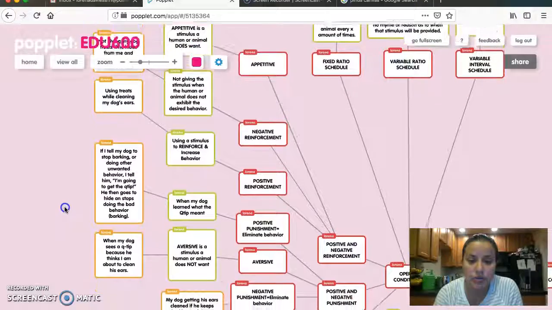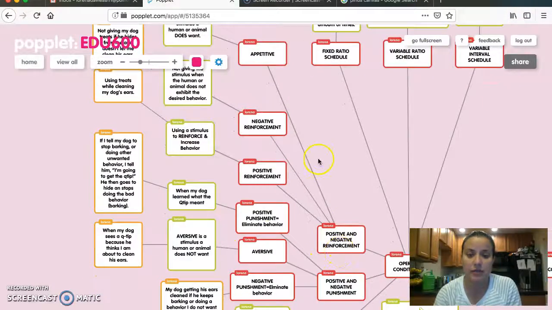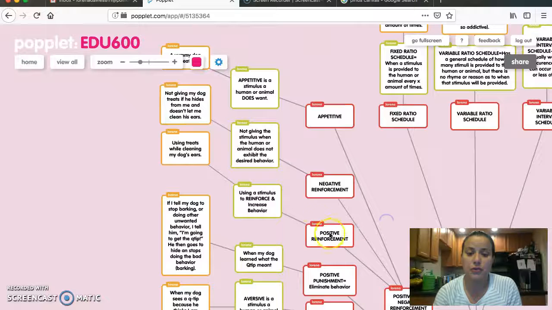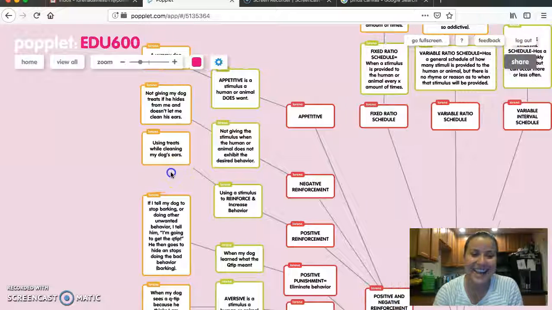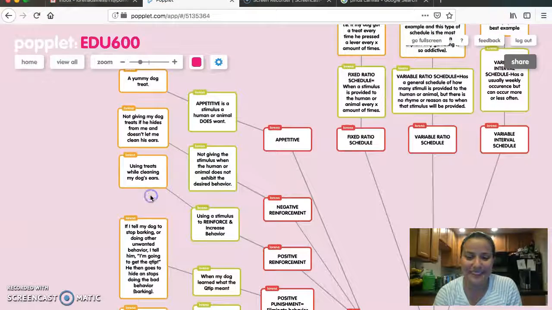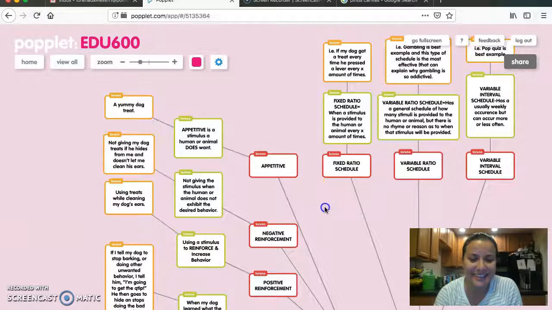All right. Now we're going to go to positive and negative reinforcement. So for positive reinforcement, I have using a stimulus to reinforce and increase a behavior. So using treats while cleaning Lucky's ears. Sorry for all the spelling, but he literally will react if he hears it.